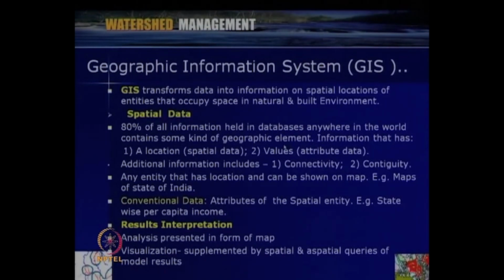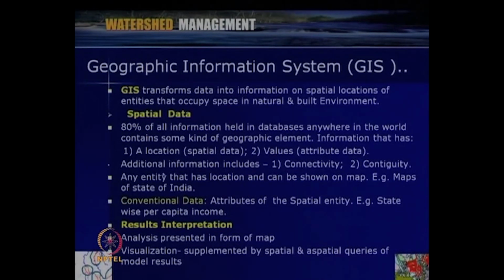So, that is what we generally call data. 80% of all information has some kind of geographic element. So, information that has, for example, a location. Where is it located, and whether it can be represented as a point, a line, or a polygon, and then values. We can specify various values, the so-called attribute data.